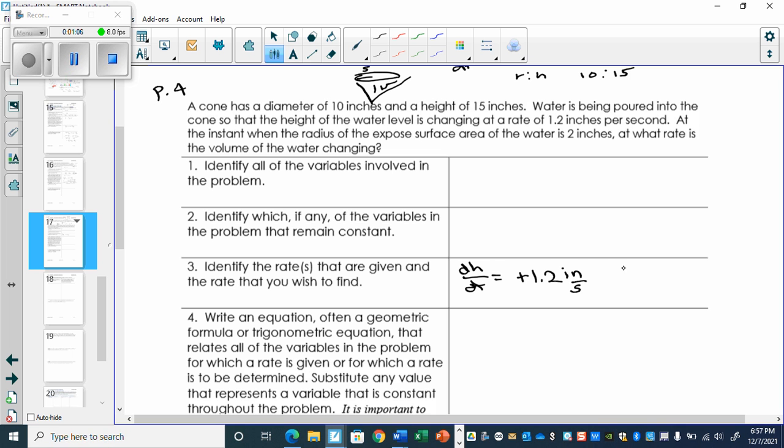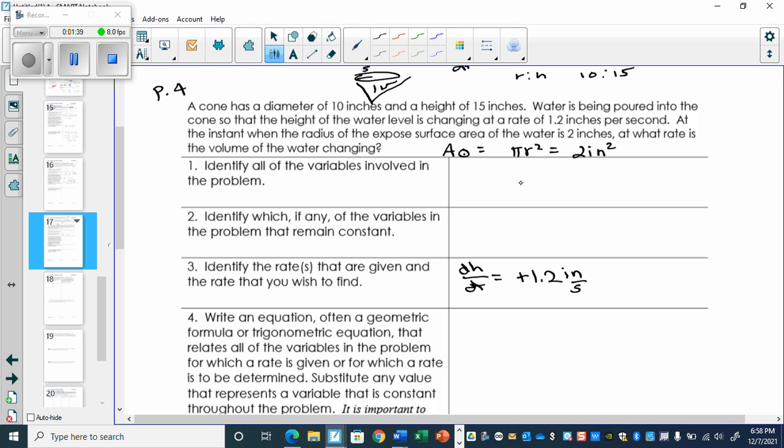So the exposed surface area, so the surface area is going to be the area of that circle. So the area of the circle, and I just like to do that so I'm sure about what I'm talking about, and that's just pi r squared, and it's 2 inches. 2 inches. It should be squared. At what rate is the volume of the water changing?